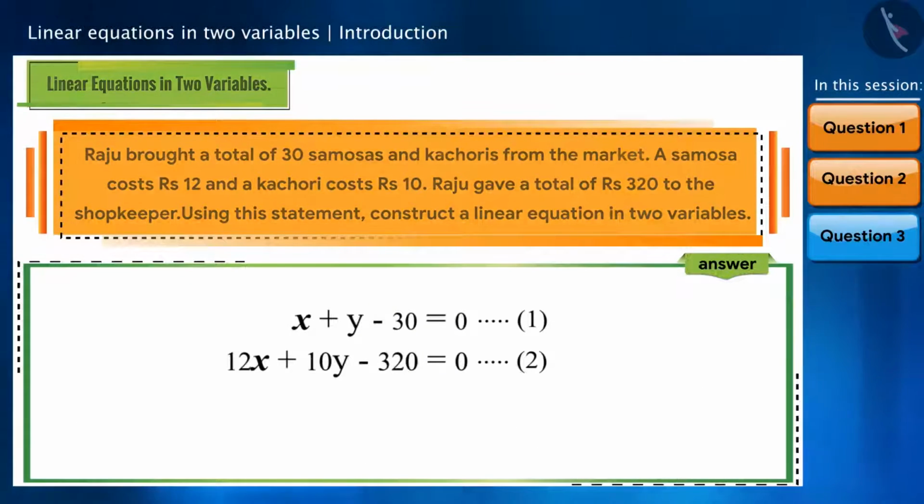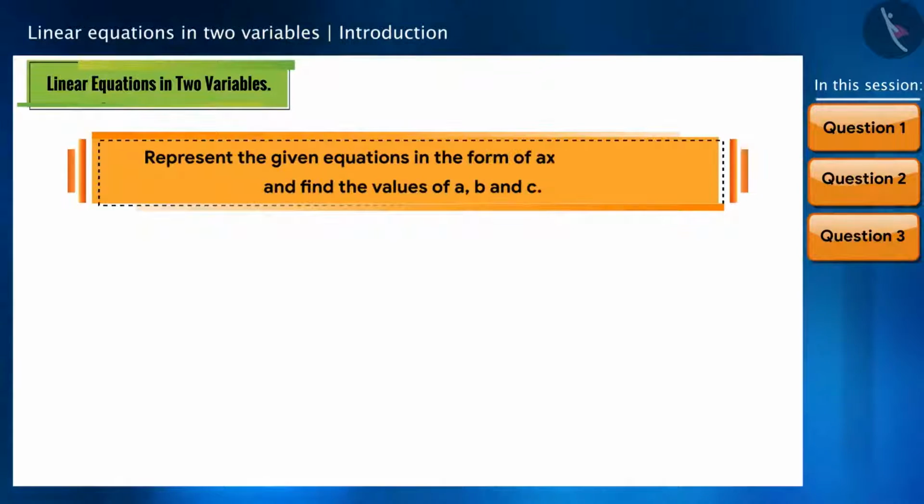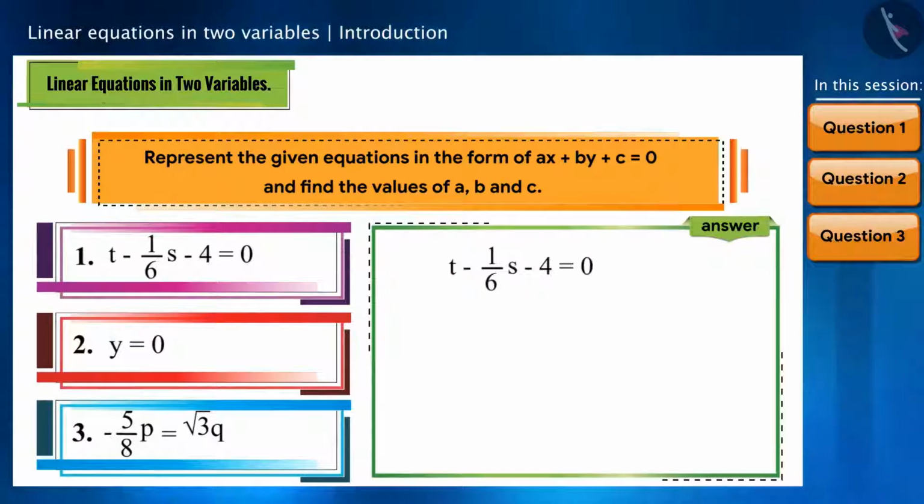Let's go ahead and see the next question. Represent the given equations in the form of ax plus by plus c is equal to 0 and find the values of a, b and c. The equation in the first question is already given in the general form. Here, a is equal to 1, b is equal to minus 1 by 6 and c is equal to minus 4. Friends, do not forget to pay attention to the signs here.